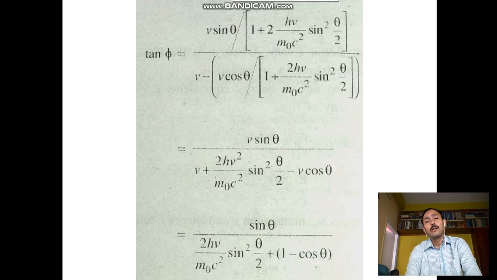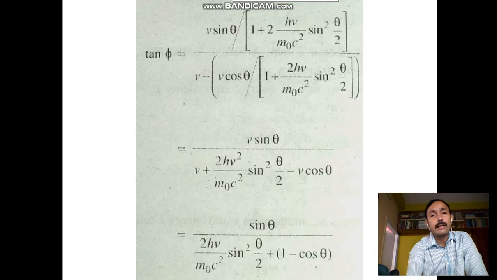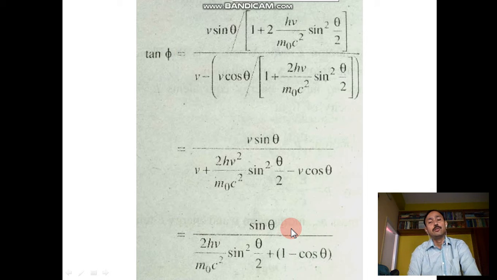Tan phi is equal to sin theta by (2h nu by m0c square sin square theta by 2 plus 1 minus cos theta). Phi is the angle of the recoiled electron, and theta is the angle of the scattered photon.